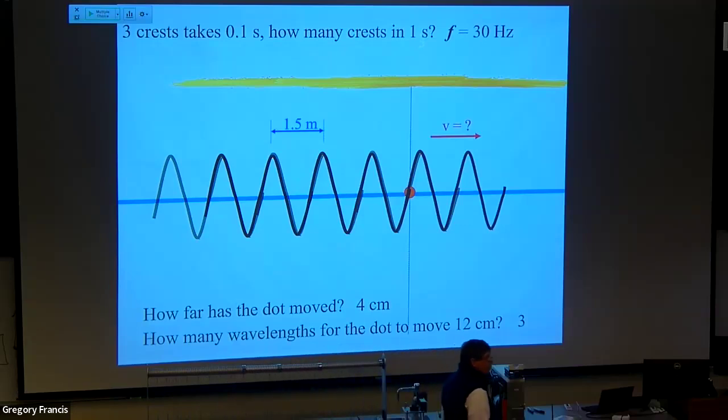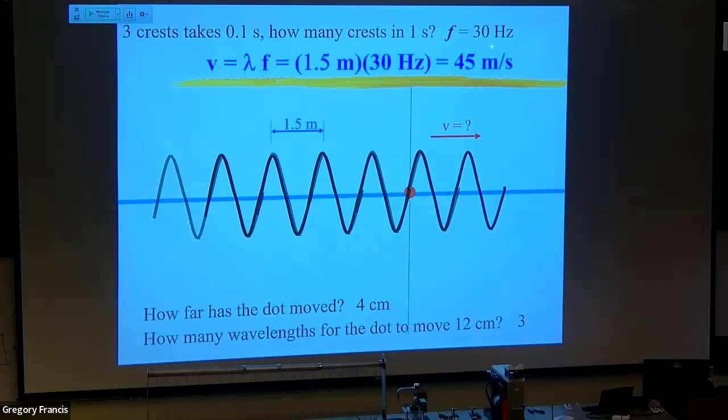Now we're ready to solve the problem, because the speed of the wave is nothing more than the wavelength times the frequency. We were told the wavelength, that was given in the problem. That's 1.5 meters. And we just figured out that the frequency was 30 hertz, and hertz is just fancy for per second. And so what we get is 45 meters per second.